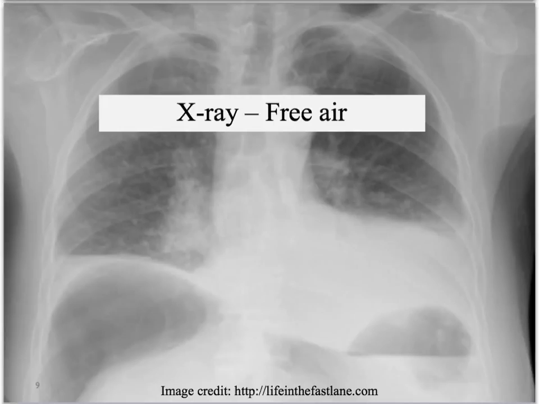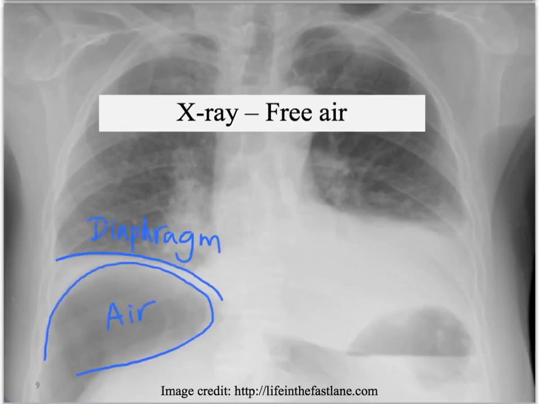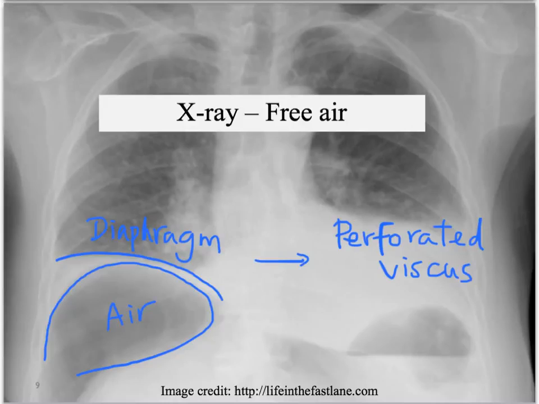If you look at this upright chest X-ray, you notice that there's air under the diaphragm, suggesting there is a viscus perforation. As we discussed before, however, in most cases of GI bleed, the X-ray is going to be normal. Therefore, we move on to CT.